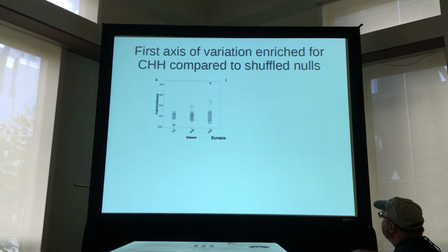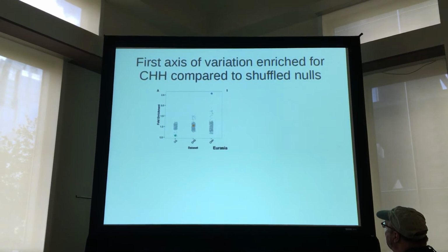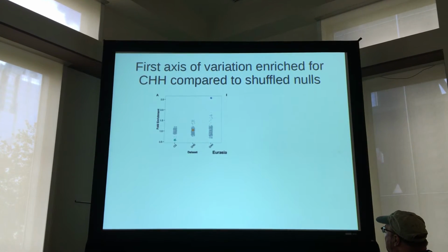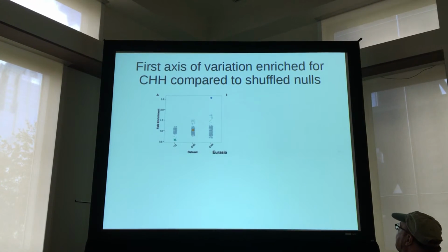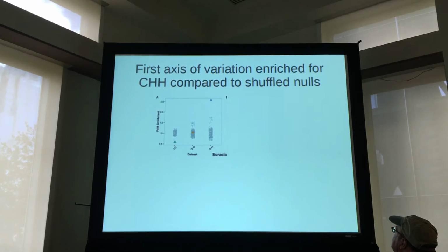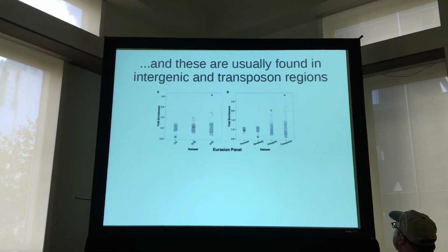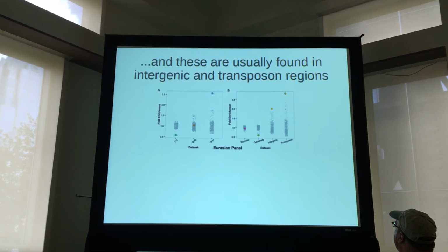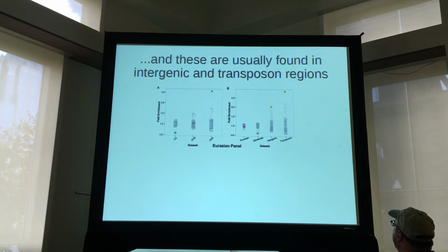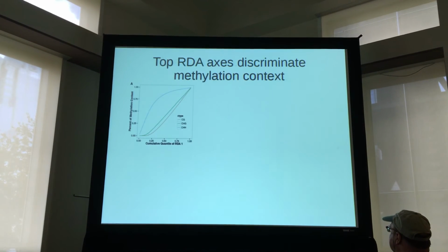Another way to look at this is to dive down into the individual methylation contexts. CG tends to be what you find in gene bodies, and CHG and CHH tend to be found in other areas. There's an overenrichment of CHH in the first RDA axis. It's much higher than any of the random genomes that we look at. As I was hinting at before, these CHH methylation sites that are highly associated with the first axis of variation are found in intergenic regions or transposable element regions. That was in Europe, and we also see the same thing in Sweden.